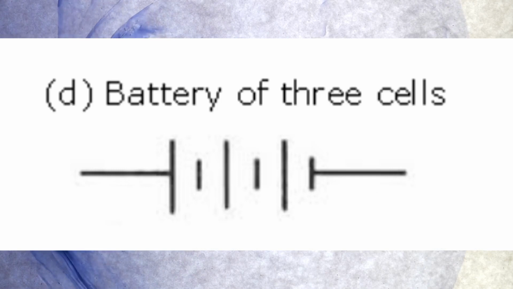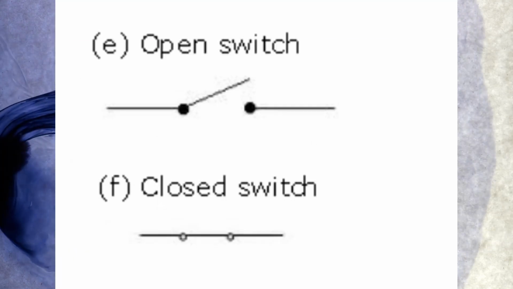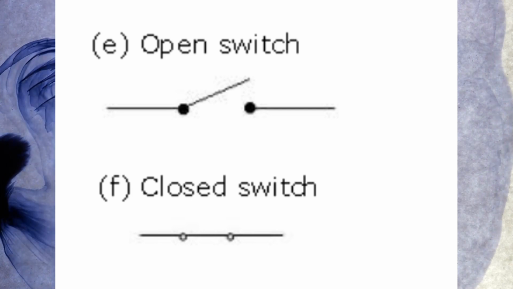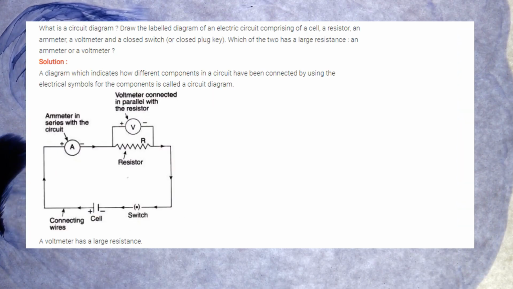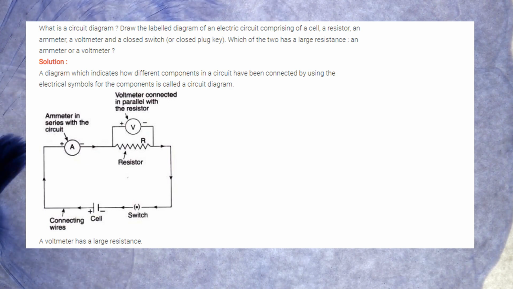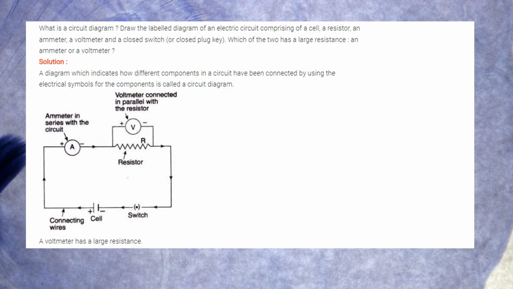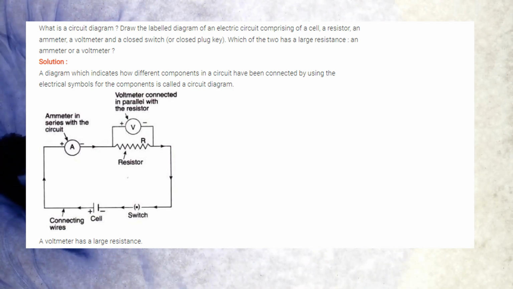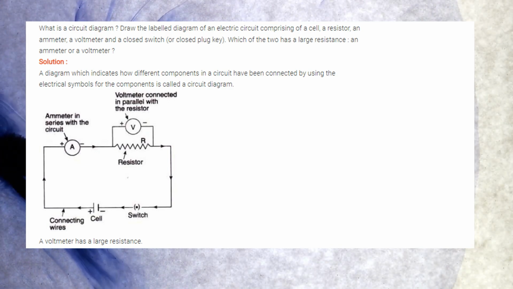D. A battery of 3 cells. E. An open switch. F. A closed switch. What is a circuit diagram? Draw the labeled diagram of an electric circuit comprising of a cell, a resistor, an ammeter, a voltmeter and a closed switch, or closed plug key.